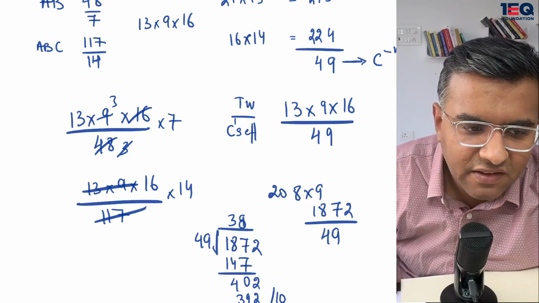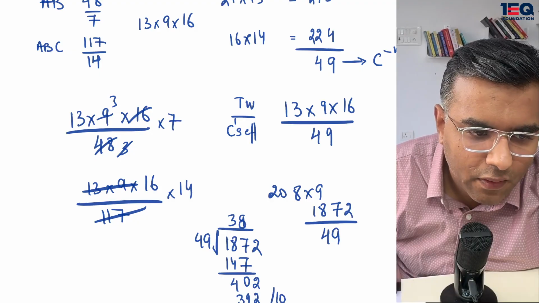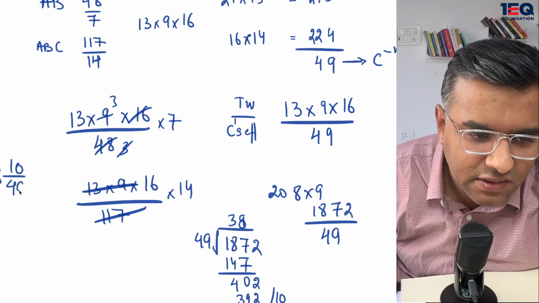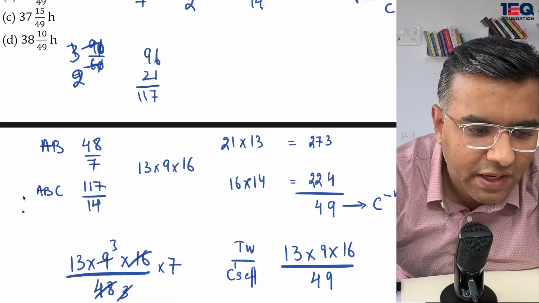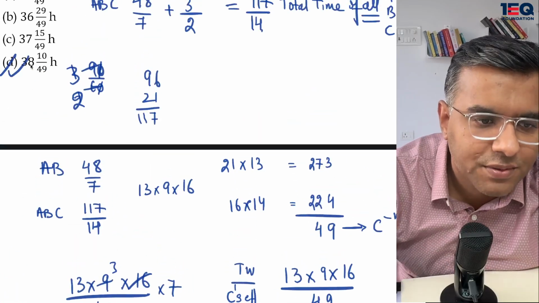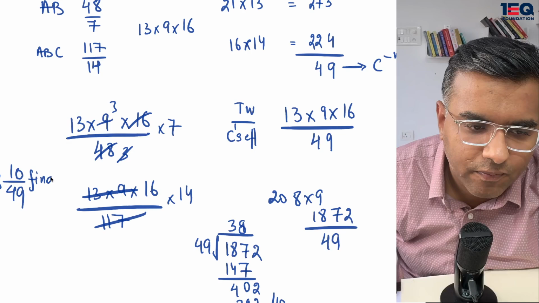So this means my final answer would come out to be 38, 10 was the remainder and 49 is the denominator. So 38 10 by 49, which is my option number D. Okay, my option number D. This is my final answer.